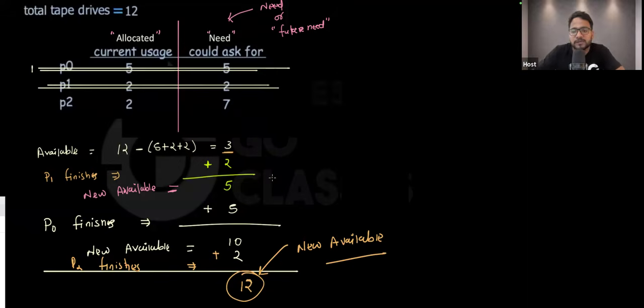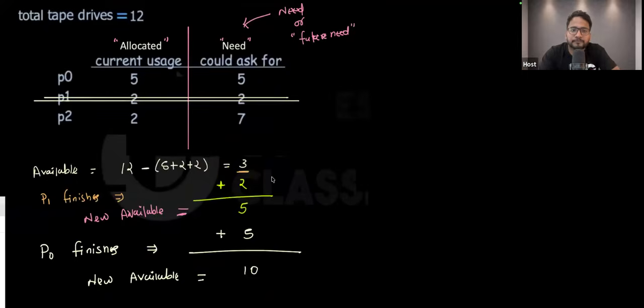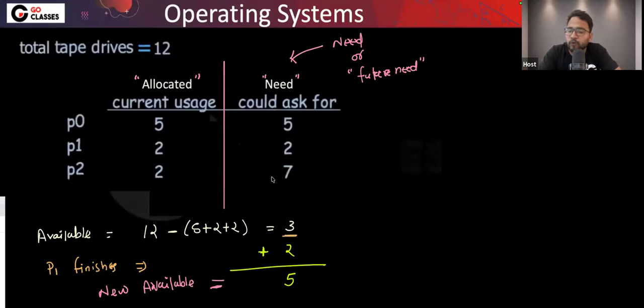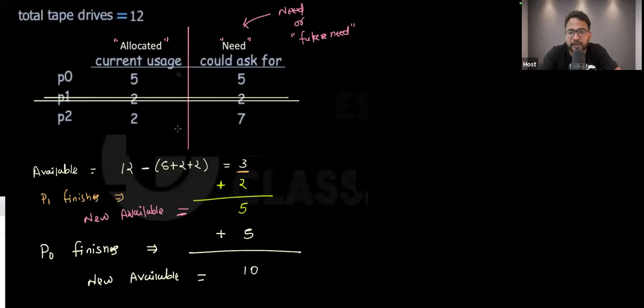So basically the thing here is that whatever is the available, 3 is the available. With this 3, what you can fulfill? P1 you can fulfill, so add this 2. Okay. Now the new available is 5. With this 5, what you can fulfill, between 5 and 7? 5 you can fulfill, so add this 5, because ultimately this will be freed, right?